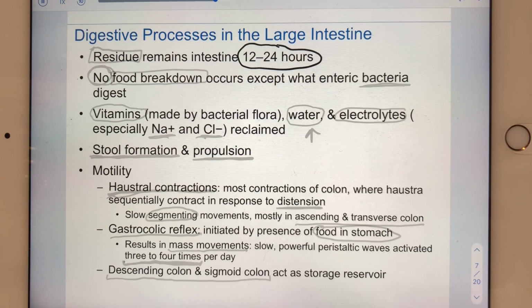Now, in the large intestine, recall, we are not doing any digestion. But our beneficial bacteria that we're housing may do some digestion in our large intestine. And then also vitamins that those beneficial bacteria make, we will absorb across the wall of the large intestine. Any water that the small intestine didn't reclaim is going to be reclaimed by the large intestine.